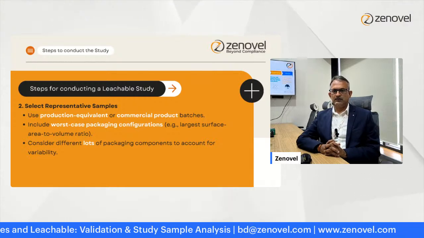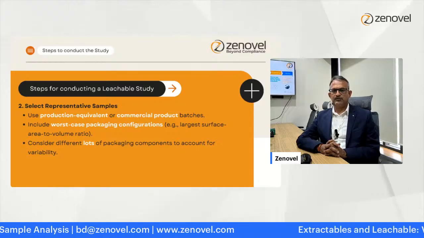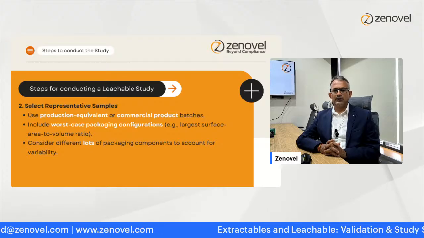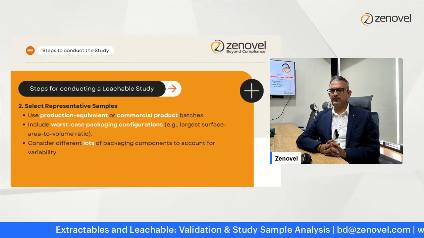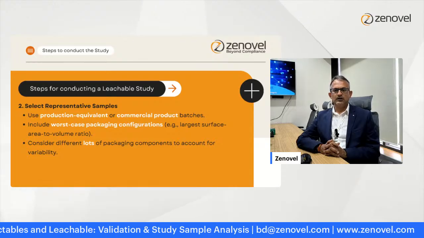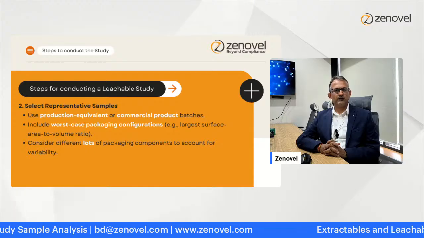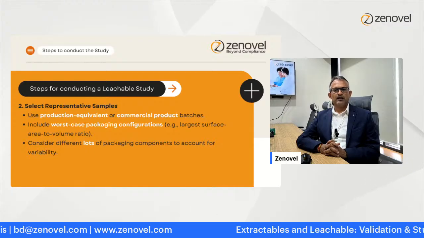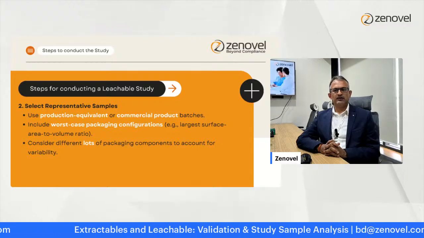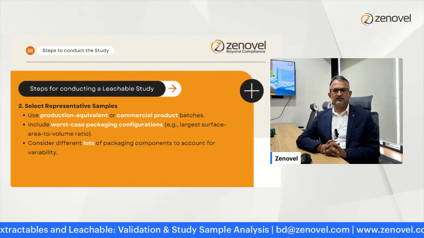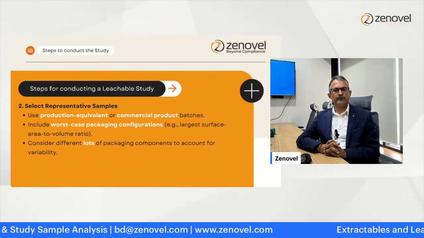The second point that we have to consider is to select a representative sample. As we have already discussed for the leachable, we have to mimic the real case scenario. So use the production-equivalent or the commercial product batches for the evaluation. And also we can include the worst-case packaging configuration, and consider different lots of the packaging components to account for the variability.